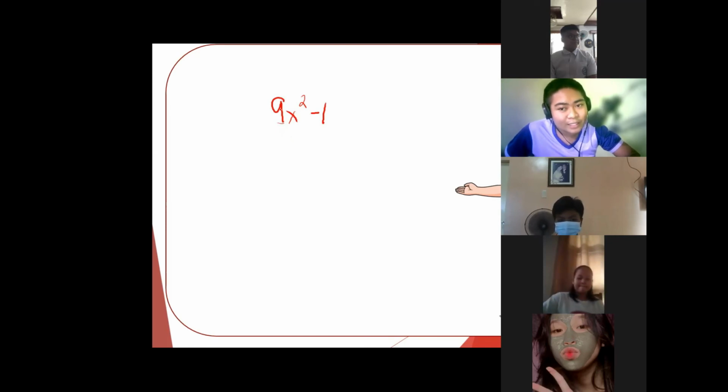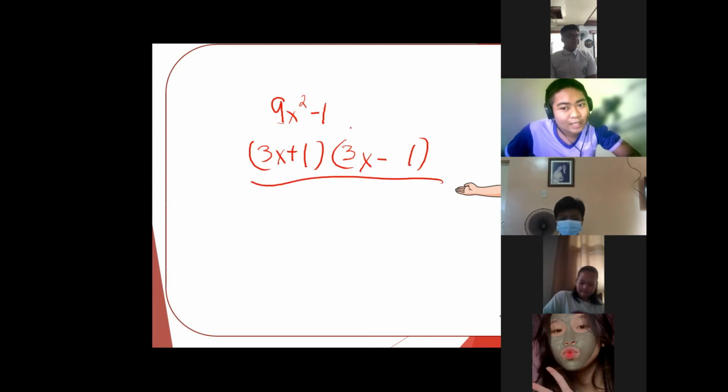So, square root ng 9, ang sagot nito, 9x squared minus 1. So, gawa kayo ng dalawang parentheses. Square root of 9 would be 3. 3. Square root of x squared, that would be x. X. And then, this would be plus minus. Square root of 1, that would be 1. Di ba? 1 times 1. So, ito na yung magiging sagot natin.